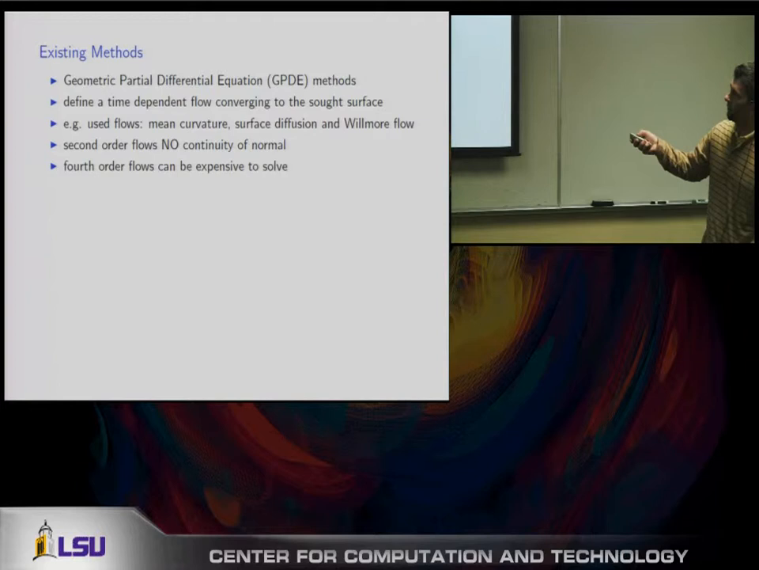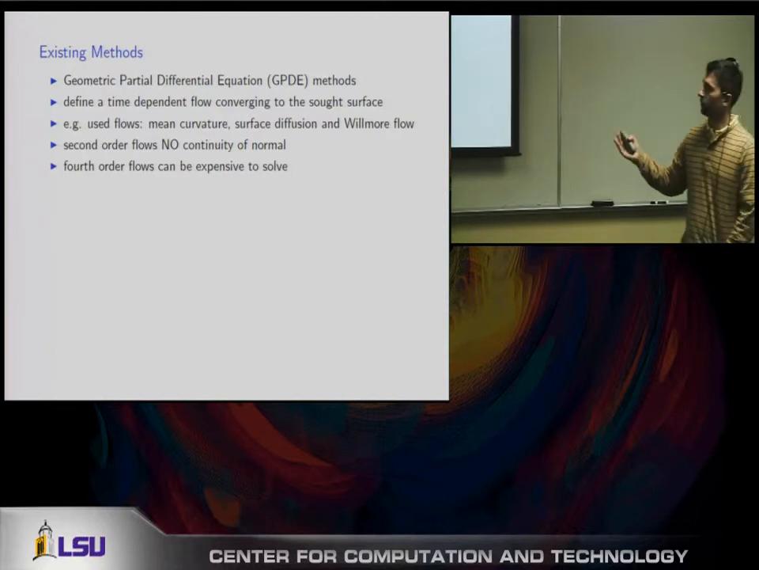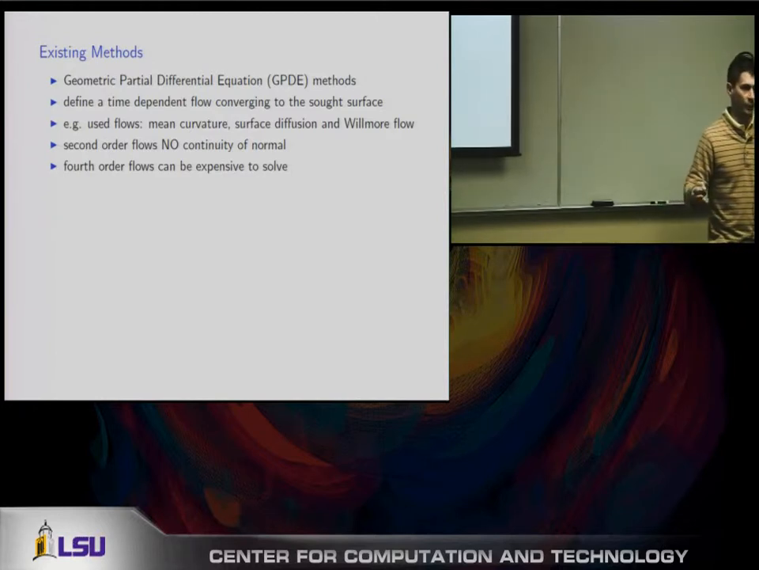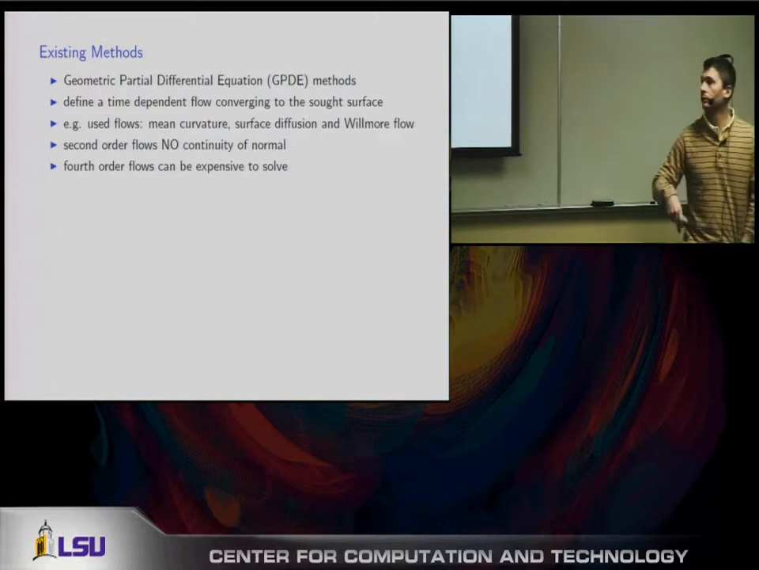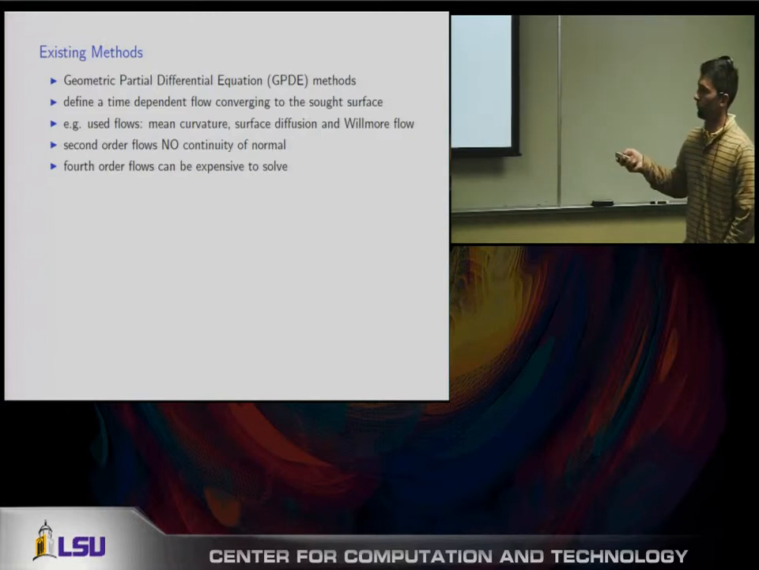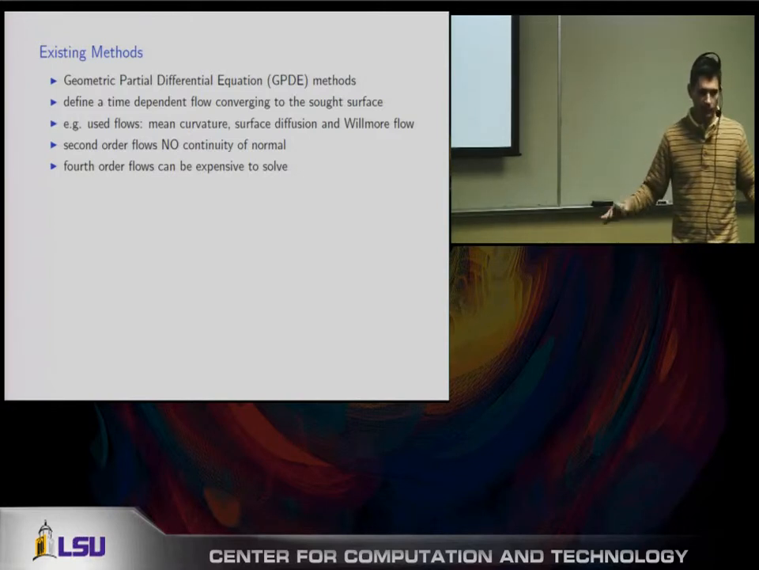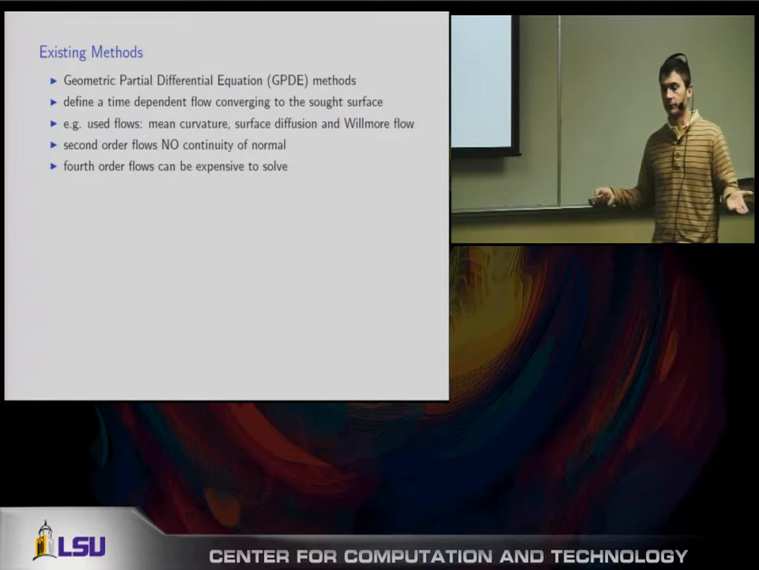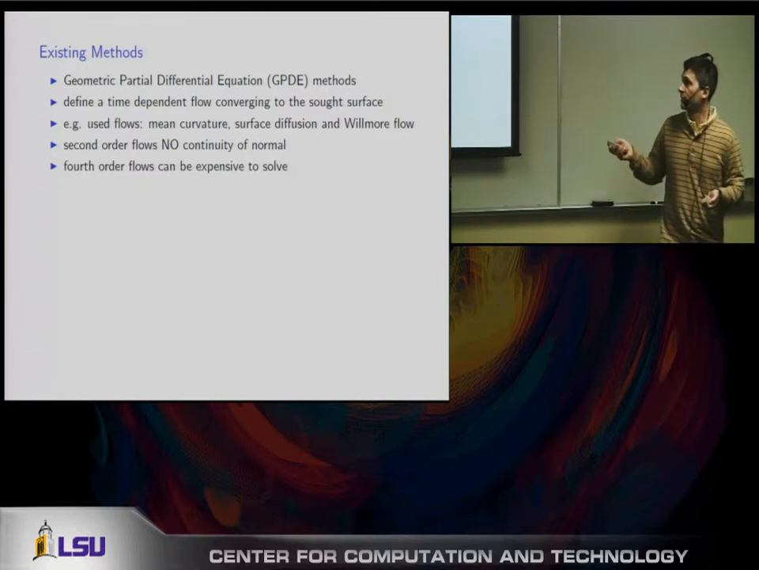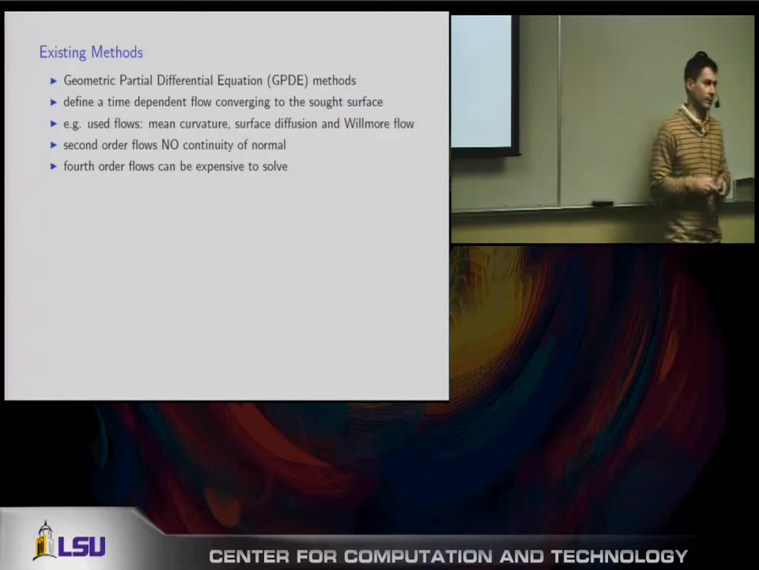So this first one here is a second order flow, the one that we talked about before, and surface diffusion and Willmore flow are fourth order flows. So if you use a second order flow, there is no hope to impose continuity of the normal. You can only impose the boundary condition. And if you use a fourth order flow, think of the bilaplacian if you want, you can impose then some boundary value and some boundary slope. The problem with a fourth order flow is that it's much more expensive to solve than a second order flow.